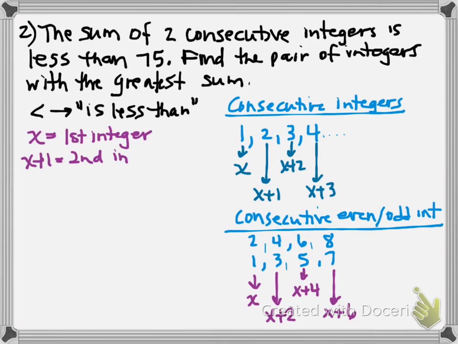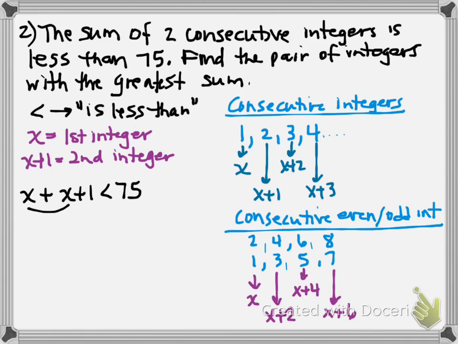Now, the word integer means what kind of answers can I not get? Can't get fractions and decimals. Now, what does it tell me to do with those 2 consecutive integers? It says I want their sum, which means I'm going to add them. And we said less than, because it said is less than, and then 75. So now we go ahead and we solve this.